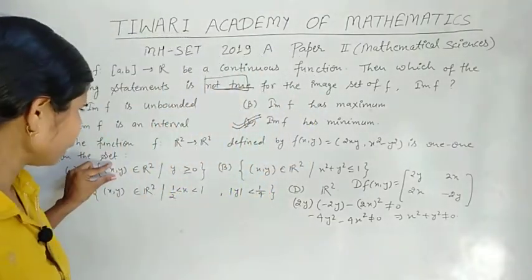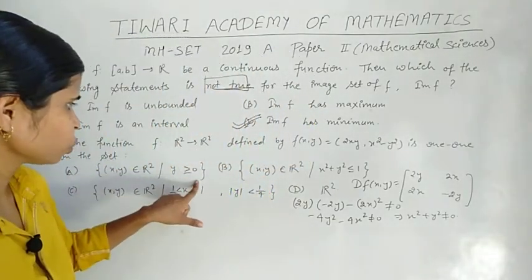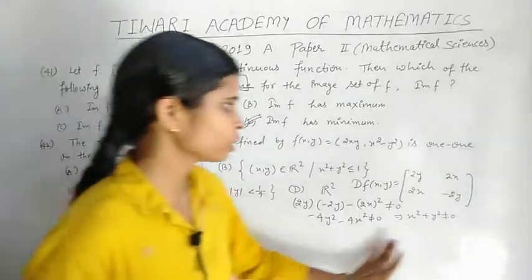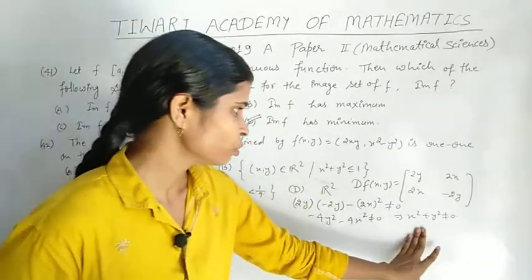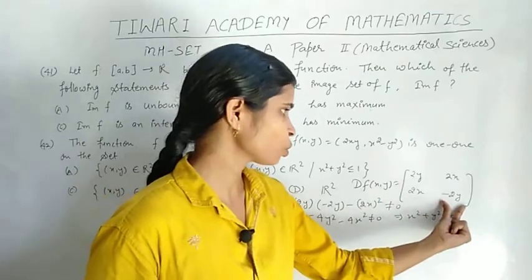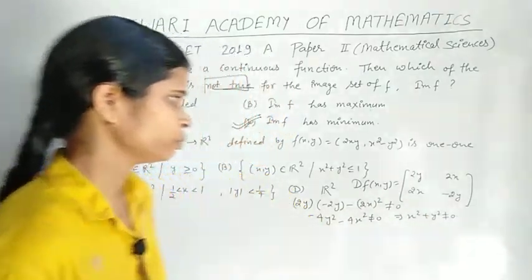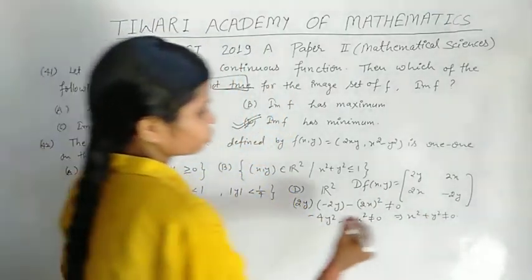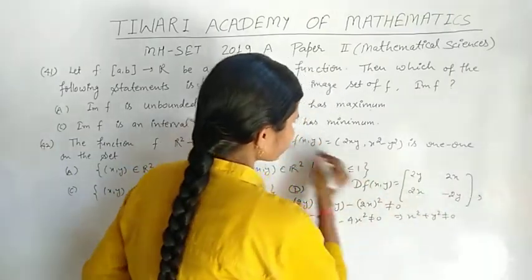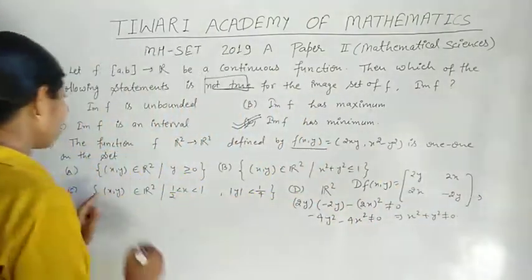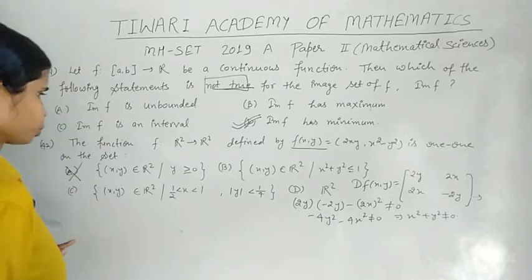If we take x equal to 0 and y equal to 0, by this condition the determinant is equal to 0. So this is not one-one. This is not invertible. So the function f is not one-one. So option A is a wrong option.